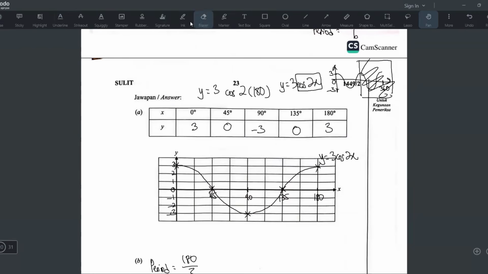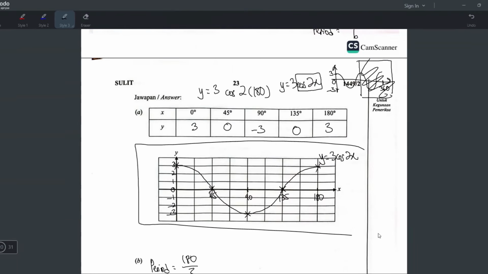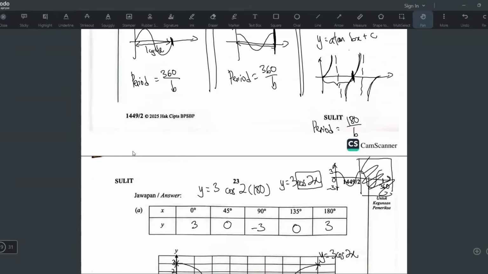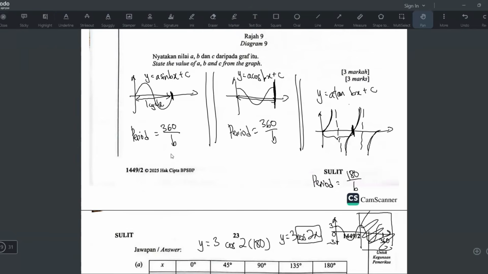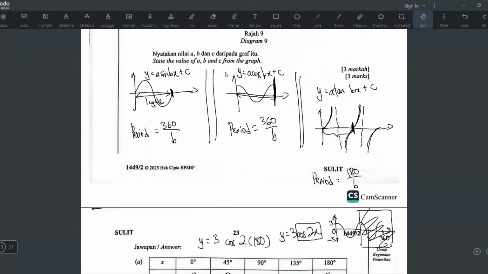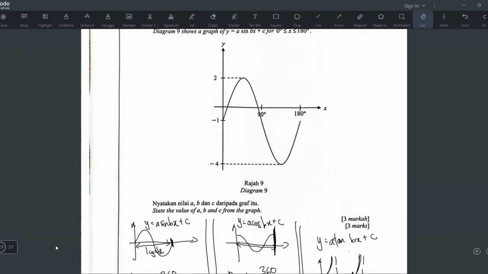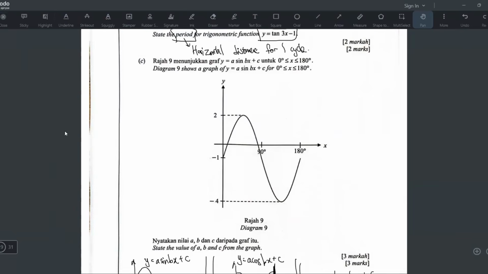Now imagine if I use the same method to find the period for 3 cos 2x. Just take 360 divided by b. So 360 divided by 2, you get 180. That's why you can see from the graph, one cycle finished at 180. So the period is 180. All right, so I hope you understand, and make sure you remember how to find the period for sine, cos, and tangent graphs.